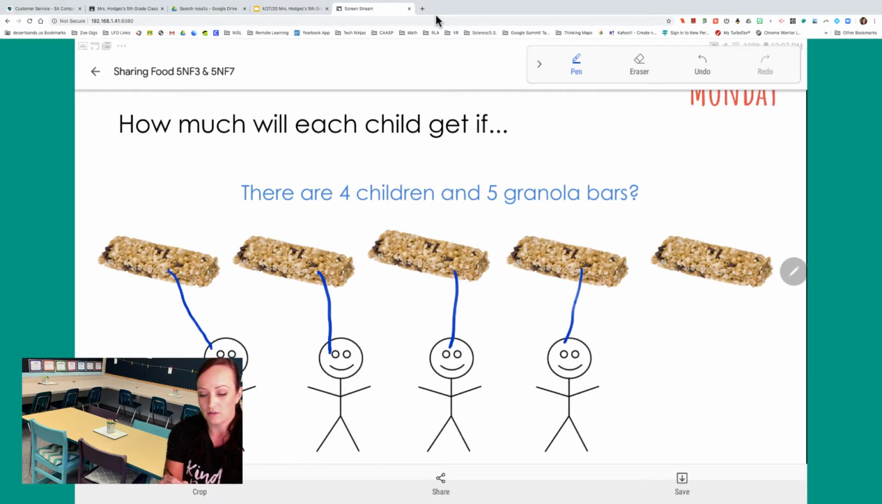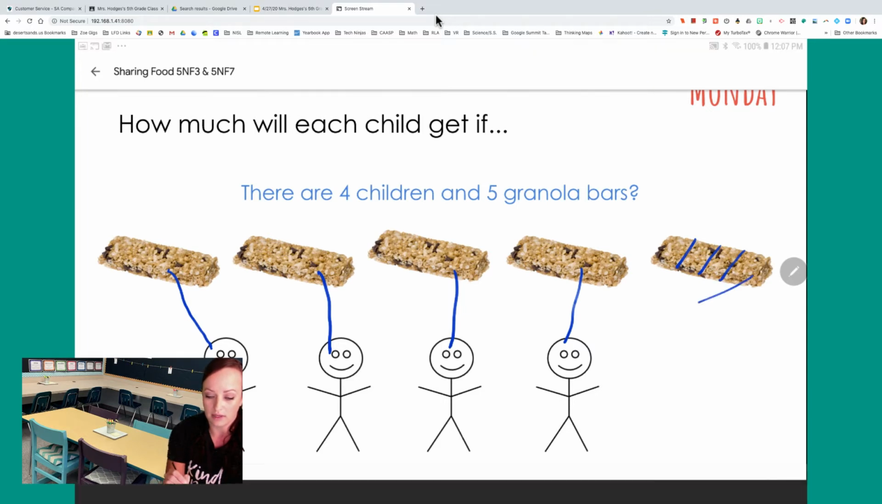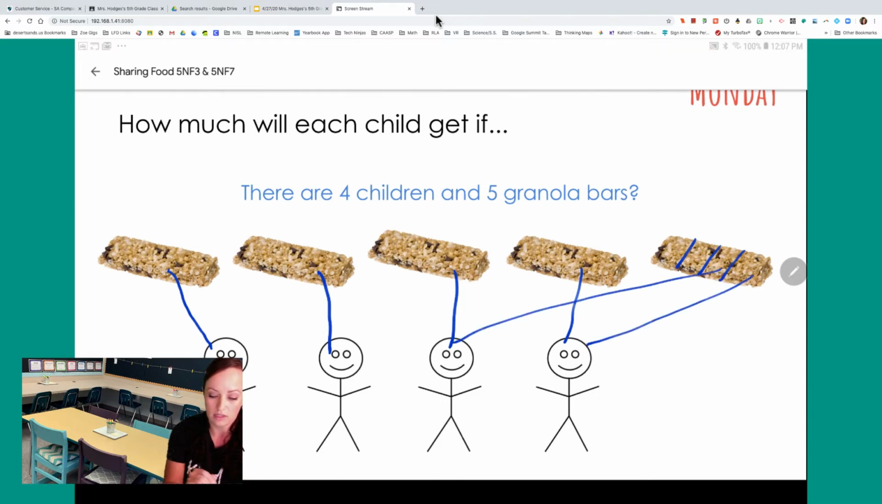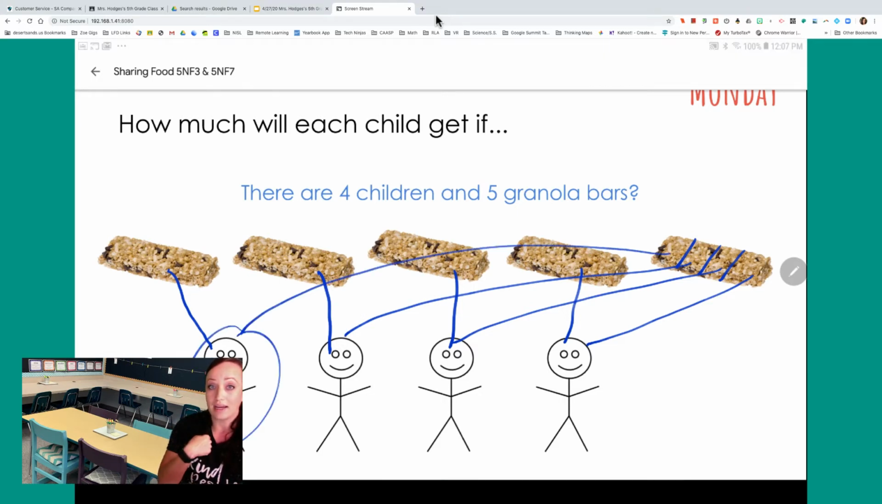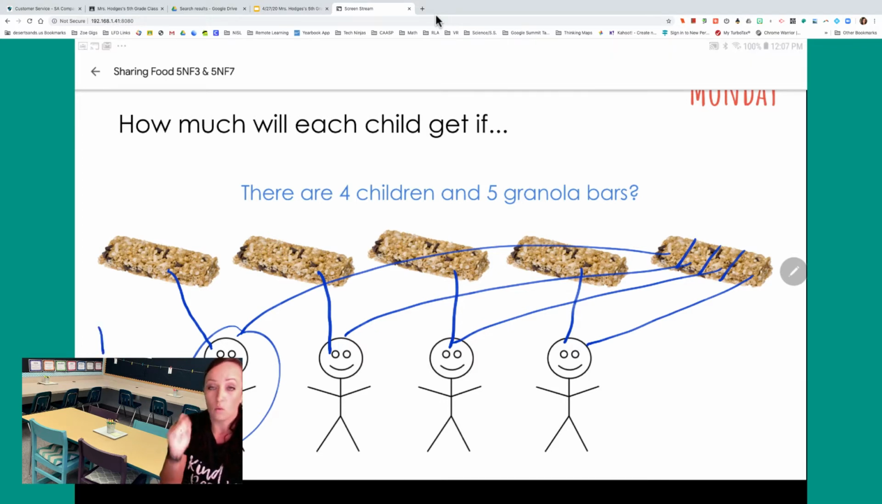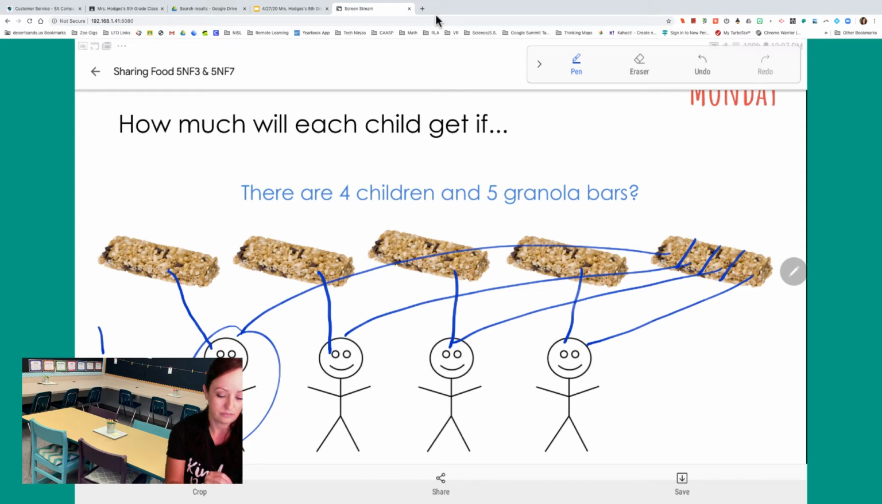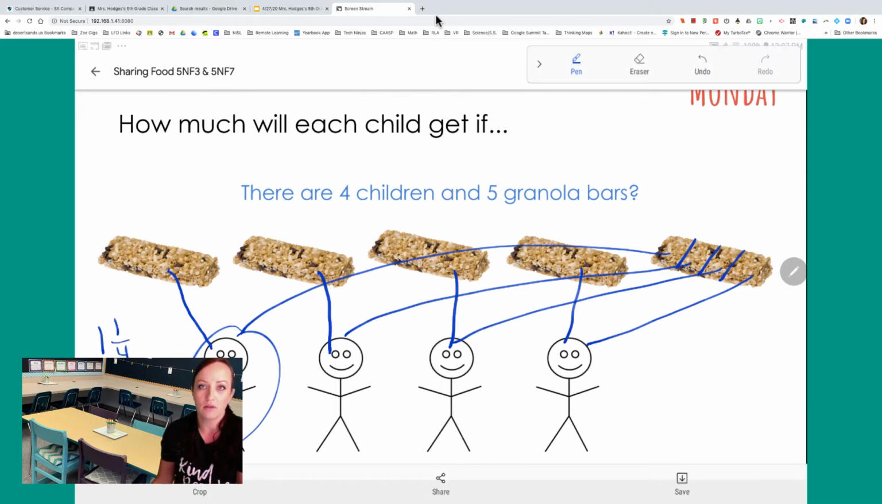So then I know that's easy. I could just divide that into 4ths, right? And then each person will get a piece of that. So I can just draw lines and connect it. So when I think about how much one person gets, here's me again. How much do I get? Well, I get 1 full bar, and I also get 1/4 of a bar, right? Easy peasy.